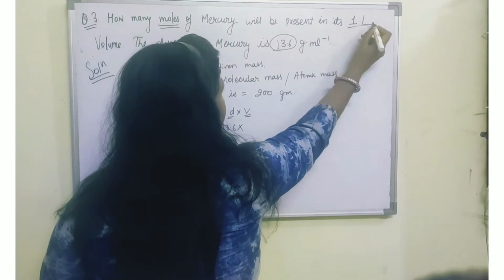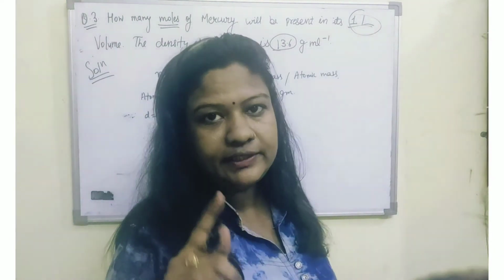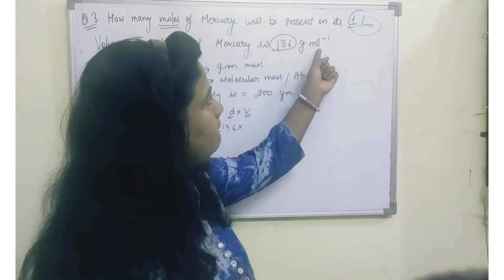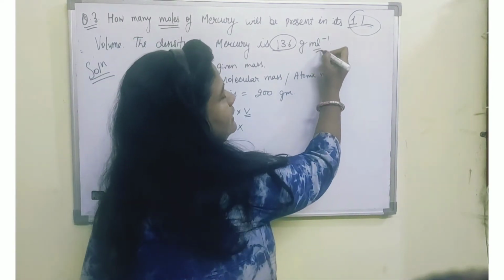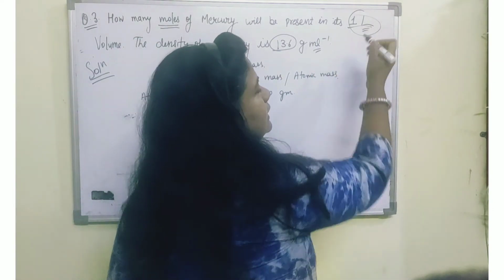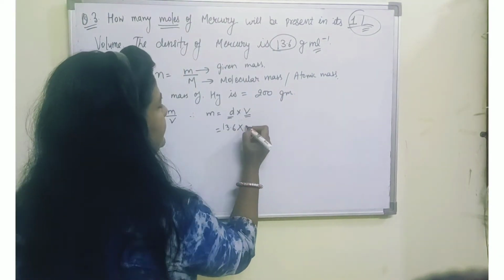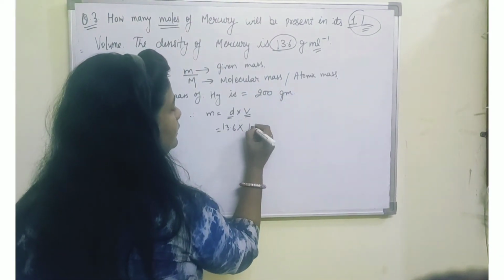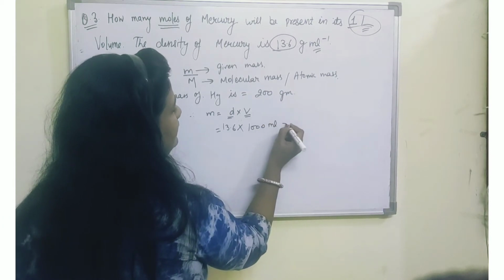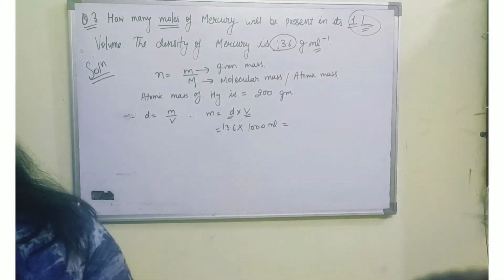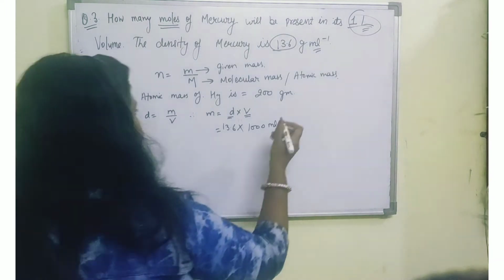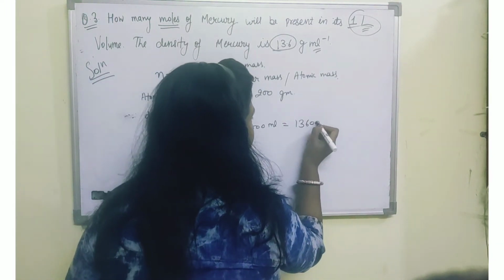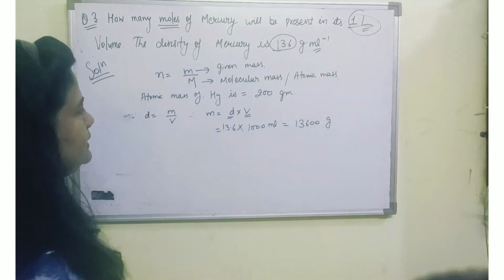The volume is 1 liter, but we will use ml in place of liter because we are using gram per ml. So we have to change the liter into ml. 1 liter will be equal to 1000 ml. Then we get the answer, 13600 gram. Correct? This is the mass.